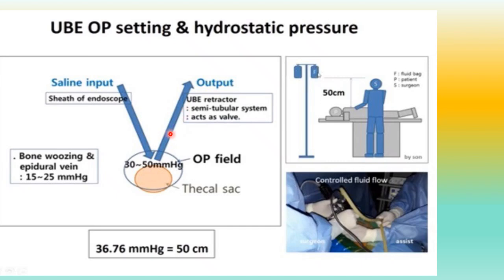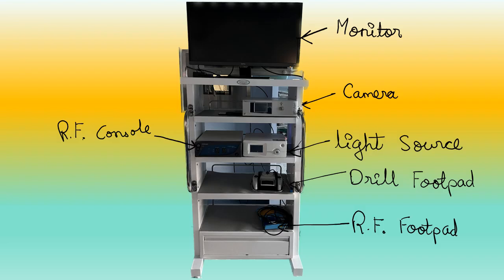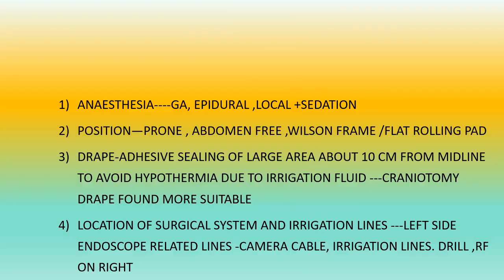The egress of fluid, that is the output fluid, is through your instrument port. This instrument port is wider than the scope port, and it is usually 7 to 8 millimeter, or sometimes we need 1 centimeter also. So it should be unobstructed. Semitubular retractor helps. This is all video monitor and camera, RF, light, drill, all set up.